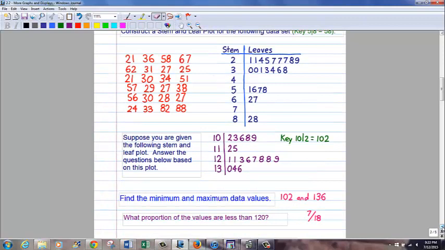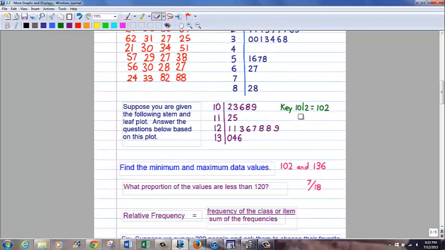Now here's one where you're kind of given a stem and leaf. So I'll put the key here to indicate that these weren't decimal numbers. You can have multiples of 10. That just represents hundreds, where 10 times 10 is 100. So 10 with 2 just means 102.